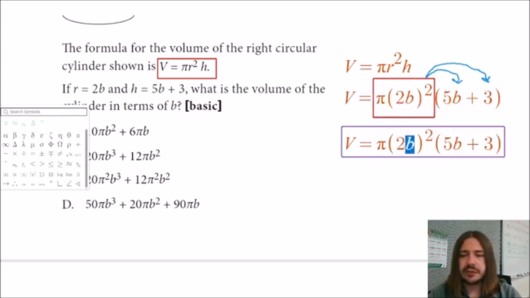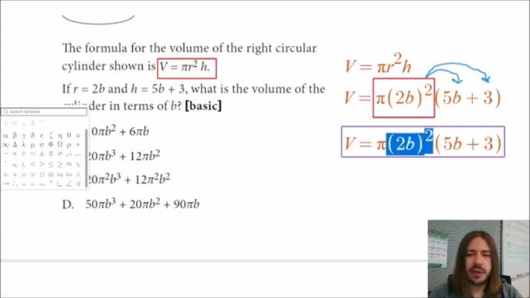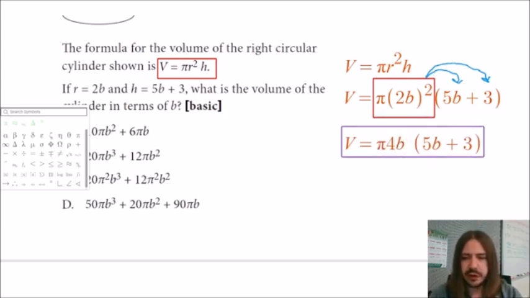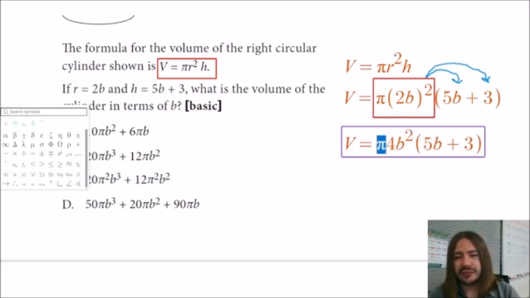Okay, so 2b squared would be 2b times 2b. 2 squared is 4, and b squared is just b squared. Now, usually you'll write the pi after the integer coefficient here, so I'm going to just move this pi over, and I'm allowed to do that because multiplication is what we call commutative, and the order doesn't matter. A times b is the same as b times a. So now I've got this term that I'm going to go ahead and distribute.